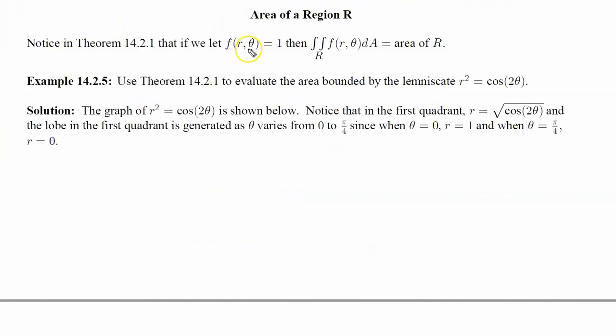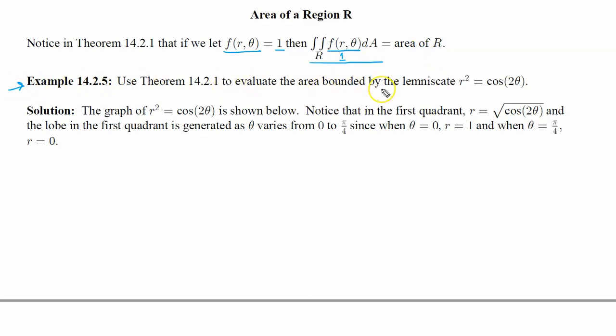Now for this next example, let's note that if we let the function f of r comma theta equal 1, then the double integral with this f equaling 1 is just going to give us the area of the region R that we're integrating over. So we can use this to evaluate the area of a region R.